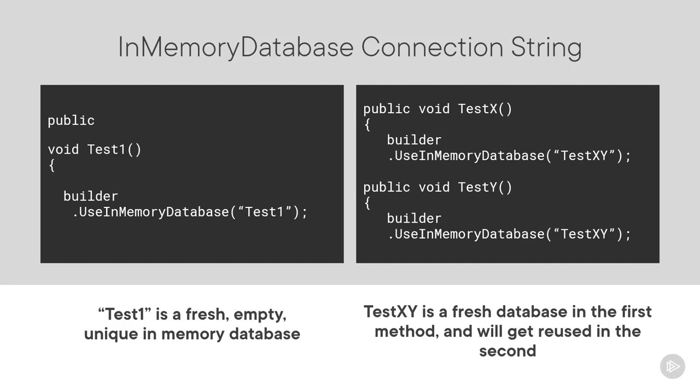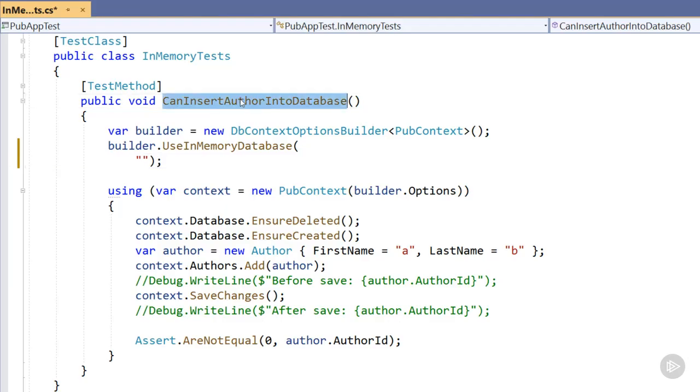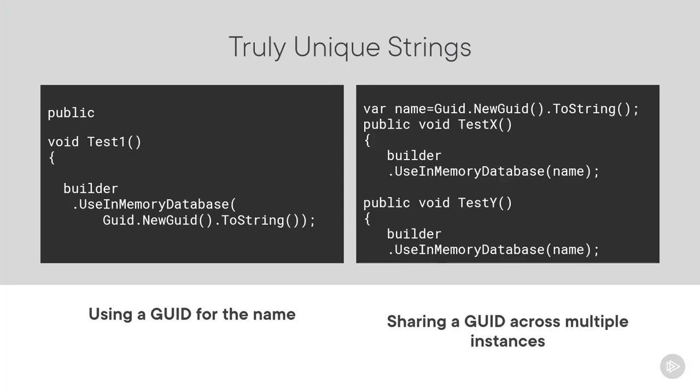I tend to use a name that relates to the test name, so I'm just copying the name of the method, CanInsertAuthorIntoDatabase, as the name for this instance of the in-memory database. In Michael Perry's EF Core 6 Best Practices course, rather than using the name of the test as the name of the database, he just creates GUIDs, which ensures that the names are unique. That's a pretty cool alternative.